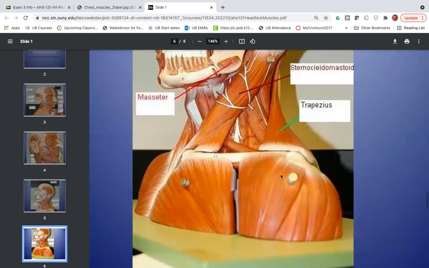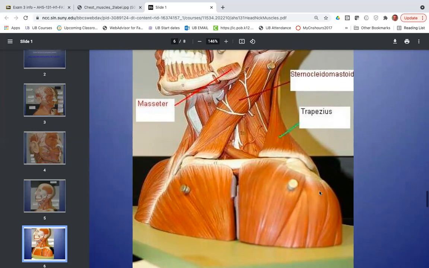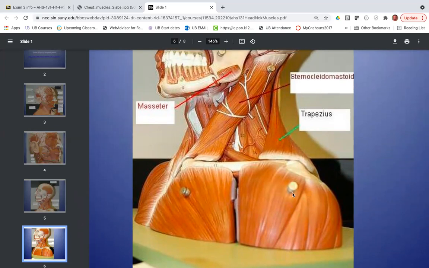Right here, this is the pectoralis major muscle. And around the shoulder, this is the deltoid. The deltoid has 3 divisions to it. It's a large muscle that gives the rounded contour of the shoulder joint. So 3 divisions would be 1 in the front, 1 in the back, and 1 on the outside. 1 in the front, 1 on the side, and 1 in the back.